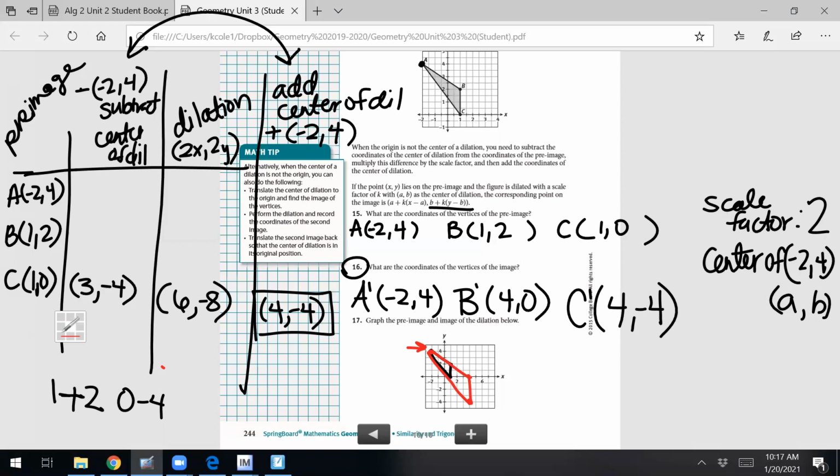Number 18 says triangle TUV is mapped onto triangle T prime, U prime, V prime by a scale factor of 1/2 with a center at (2, -3). What are the coordinates of T prime, U prime, and V prime?